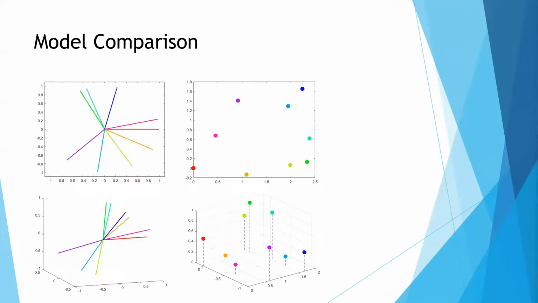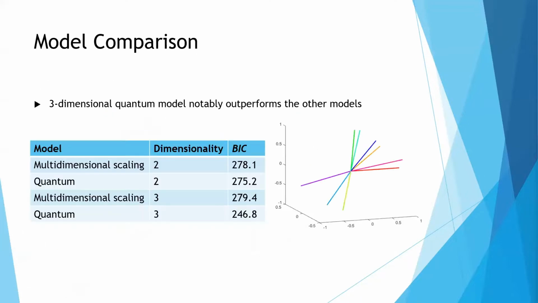To compare the two approaches, we fit several variations of the quantum and multidimensional scaling models to the behavioral data. Displayed here are the two-dimensional and three-dimensional color spaces that were employed by the quantum and multidimensional scaling models. As you can see, the results of our model fitting are displayed. The three-dimensional quantum model notably outperformed the other models according to BIC. Note, for BIC, the lower number is good, so that's why the three-dimensional quantum model was good.